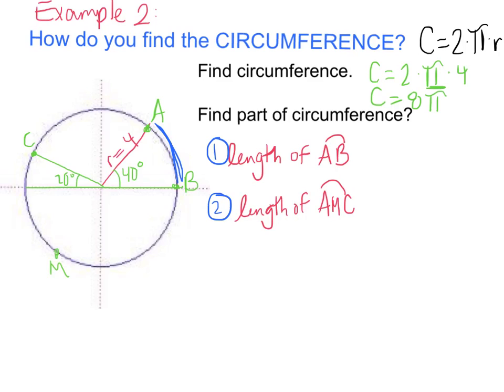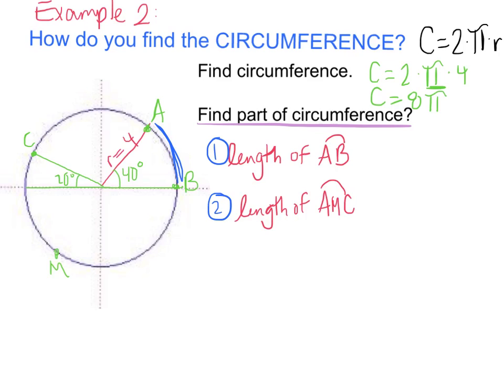So let's go ahead and talk about this. If you want to find the length of a part of a circumference, then you need to know how much of the entire circle that part represents. So I want you to copy this down. Let me change this to purple. Here we go. So here's how you're going to find it. If you want to find part of the circumference, here's how you do it.